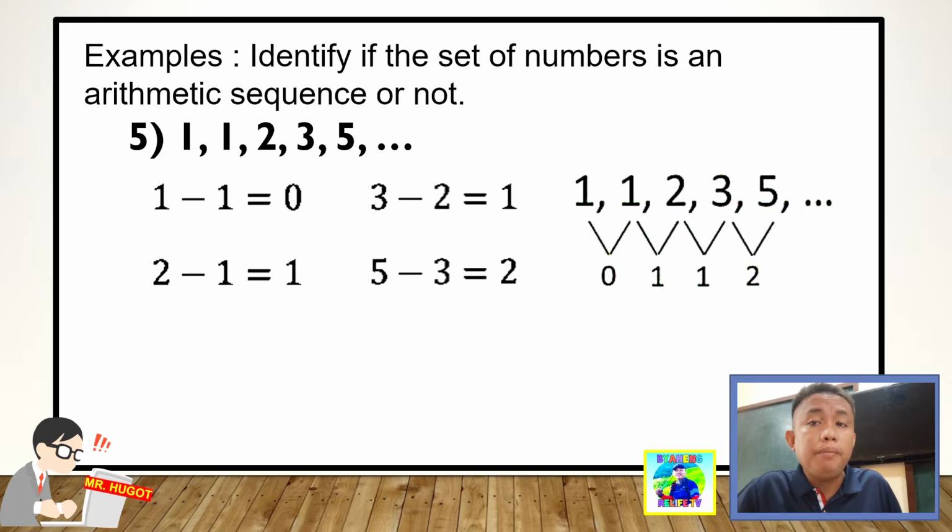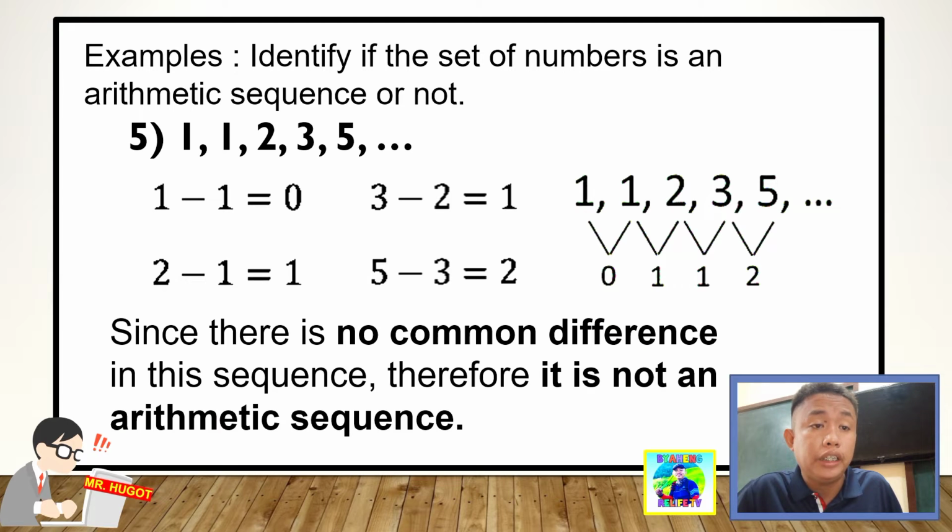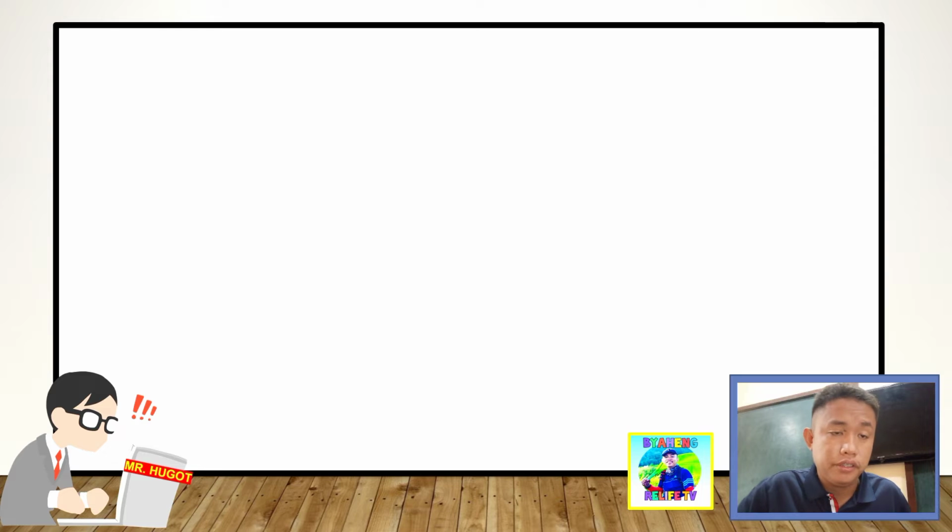So number 5, is that an example of arithmetic sequence? Definitely no. So 1 minus 1 is 0, 2 minus 1 is 1, 3 minus 2 is 1, 5 minus 3 is 0. And definitely they do not have any common difference. Definitely they're not arithmetic sequence.